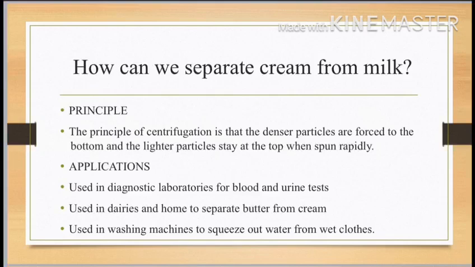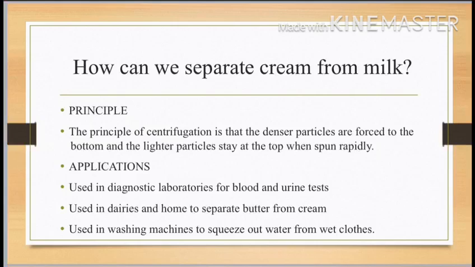The next method is used to separate cream from milk. It is the process known as centrifugation. The principle of centrifugation is that the denser particles are forced to the bottom and the lighter particles stay at the top when spun rapidly.